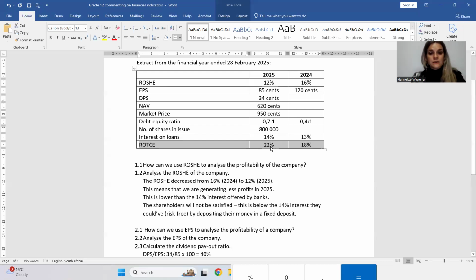Also, we said that we want to make use of loans if our ROTCE is higher than the interest rate. And clearly it's a lot higher. So last year it was 5% higher. This year it is 8% higher than the interest on loans, even though the interest on loans increased from the one year to the next. So we are definitely making a profit here. It's good for us to have these loans because we can make profits using the loans.